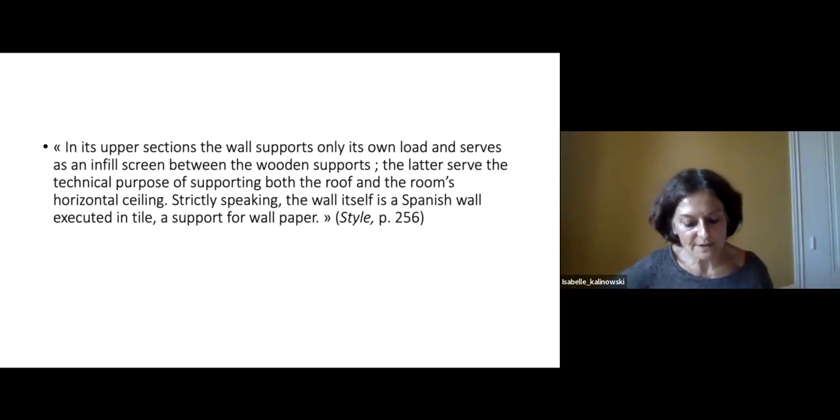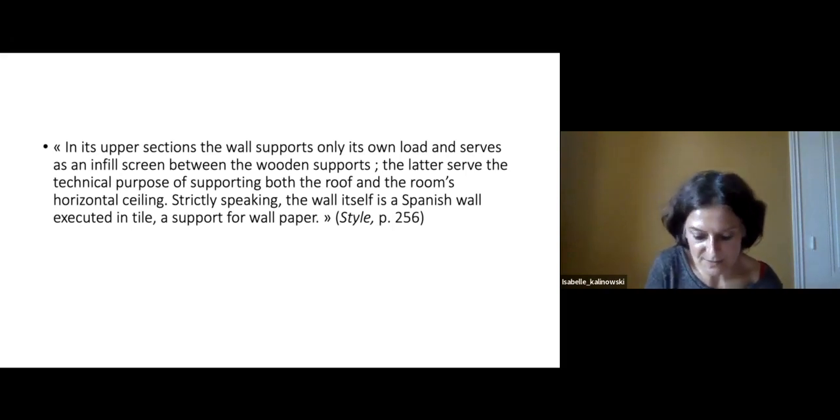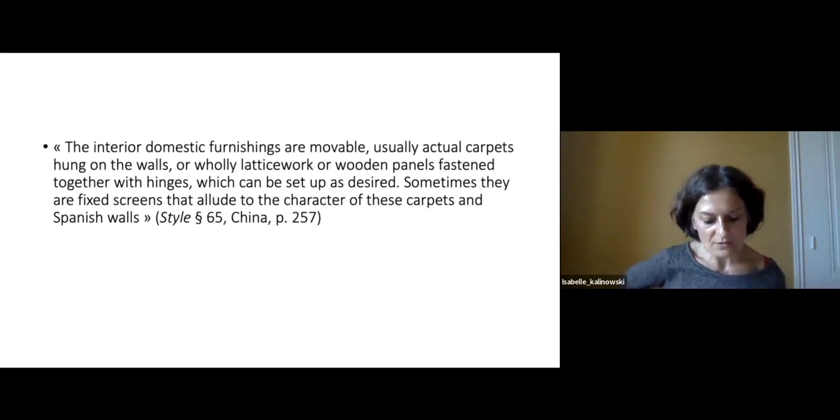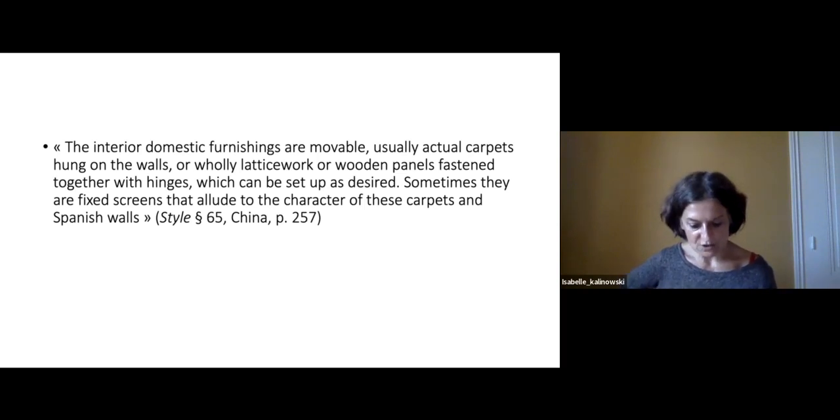Strictly speaking, the wall itself is a Spanish wall executed in tile, a support for wallpaper, that's to say for the decor. And Semper adds, "the interior domestic furnishings are movable, usually actual carpets hung on the walls, or wicker latticework, or wooden panels fastened together with hinges, which can be set up as desired. Sometimes there are fixed screens that allude to the character of these carpets and Spanish walls."